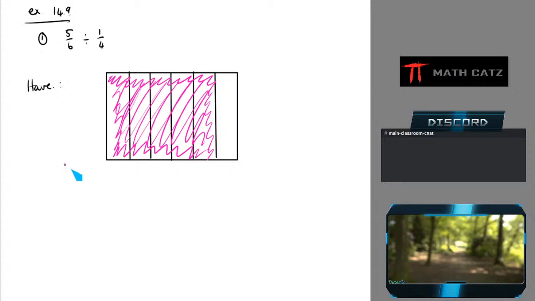So now my group size is 1/4 of a whole rectangle. There's nothing following this 1/4. It's in reference to a whole. So I need to figure out what on earth is this.